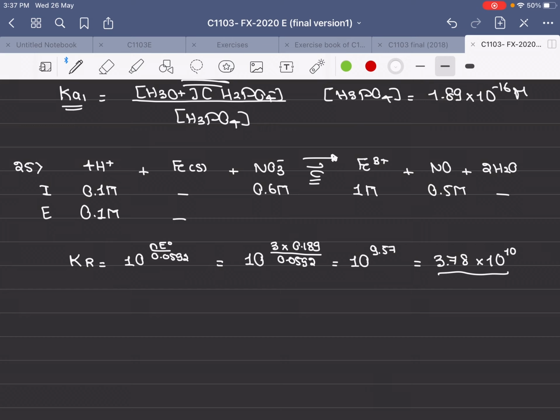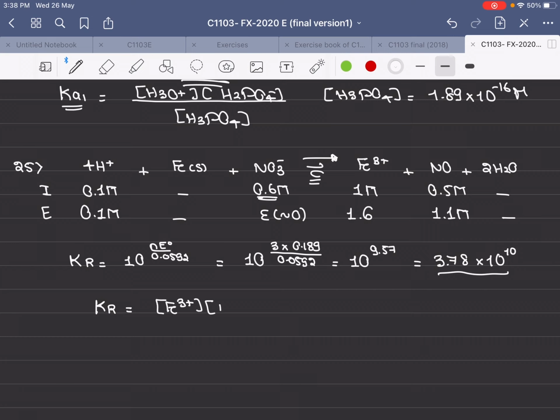NO3- is the only limiting reagent, so it will tend to 0, it will have a value of epsilon, or approximately 0. What was the change? 0.6. Fe will be 1 plus 0.6, so 1.6. NO is 0.5 plus 0.6, that is 1.1 molar. Nothing. So K, sorry my bad, K of the reaction we already found its value.